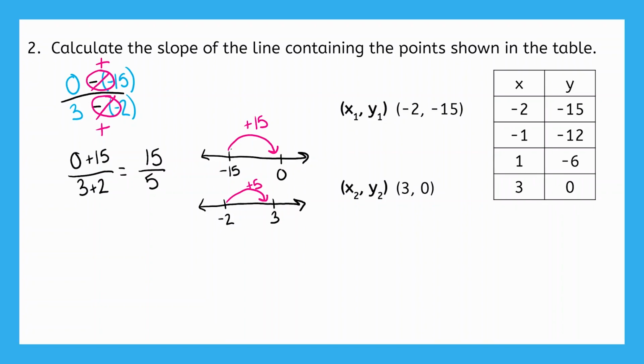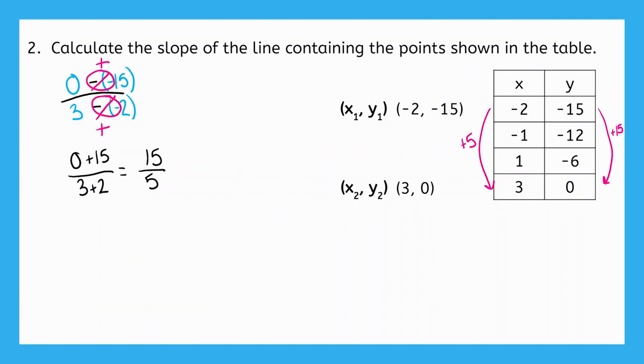Visualizing moving on a number line is just something I like to do to make sure my answer is correct so far. I can also draw arrows on the table to represent these same changes. That's another thing you can do to help make sure your work makes sense. Then all that's left is to simplify, if we need to.